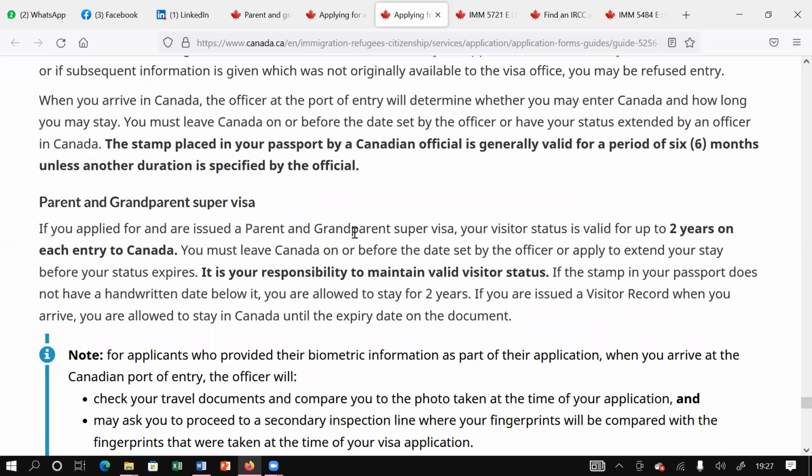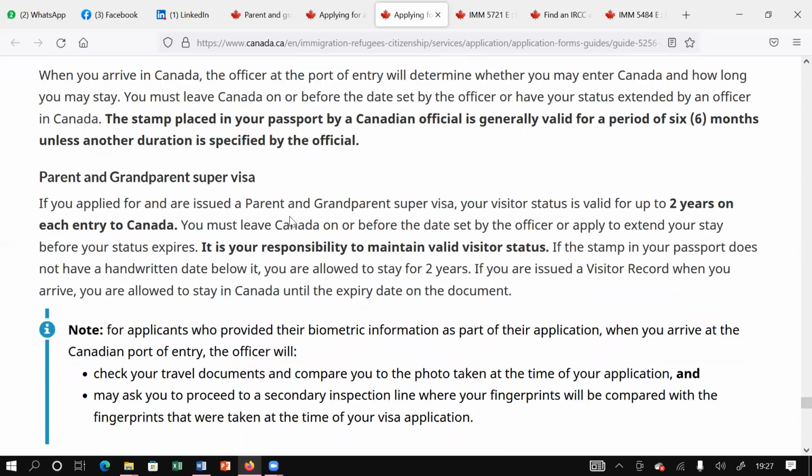If the stamp on your passport does not have a handwritten date below it, you are allowed to stay for 2 years. If you are issued a visitor record when you arrive, you are allowed to stay until the expiry date of the documents.